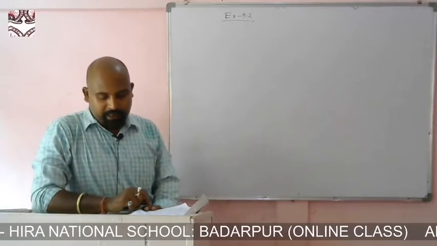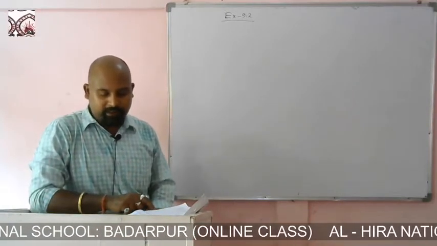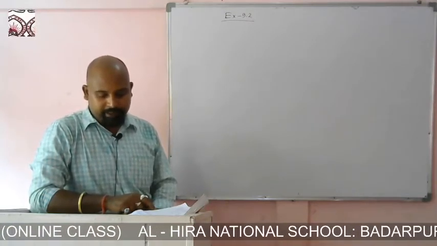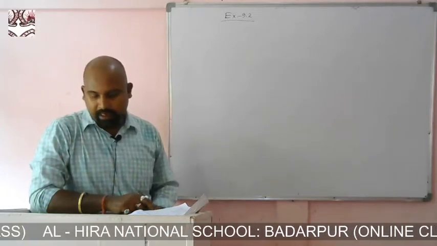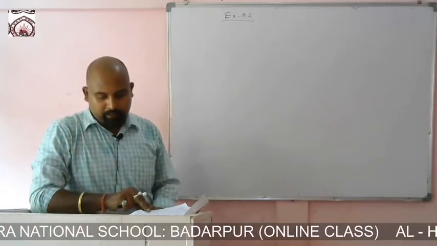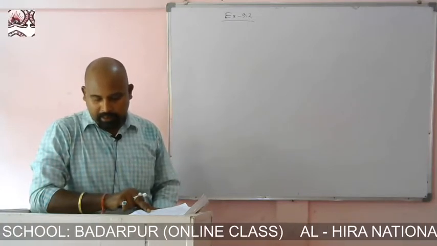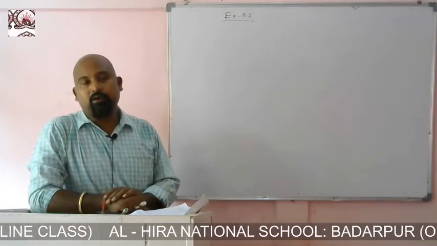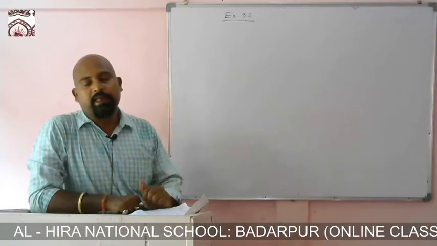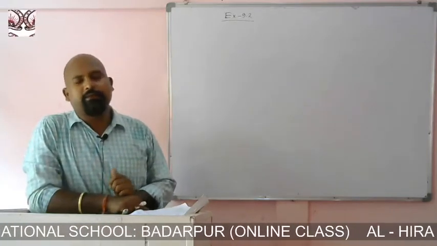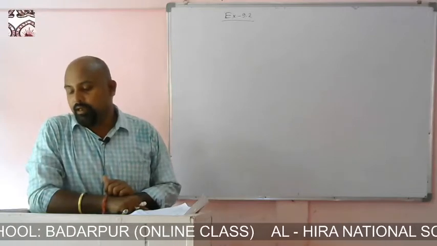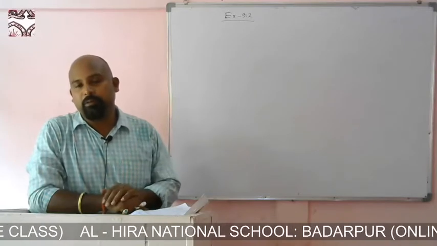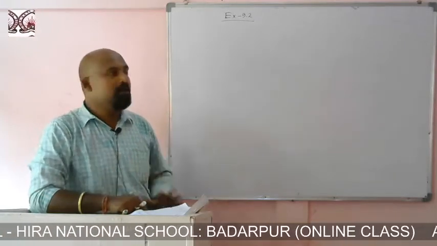Now, a line passes through the point (-3, 2). Find the equation of the line if the intercepts made by the line on the coordinate axes are equal in magnitude and of the same sign. It means the value of the x intercept and the value of the y intercept are equal, and they have the same sign. If they are positive, then it will be positive. If they are negative, then it will be negative.